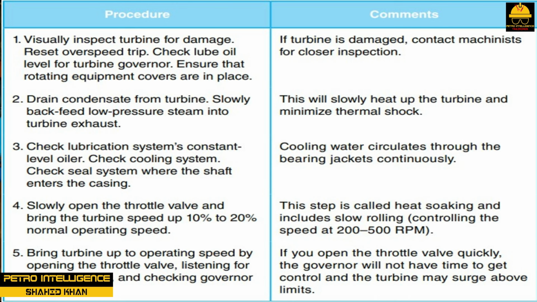4. Slowly open the throttle valve and bring the turbine speed up 10% to 20% of normal operating speed. This step is called heat soaking and includes slow rolling, controlling the speed at 200 to 500 RPM. 5. Bring turbine up to operating speed by opening the throttle valve, listening for line-out sound, and checking governor linkage. If you open the throttle valve quickly, the governor will not have time to get control and the turbine may surge above limits.